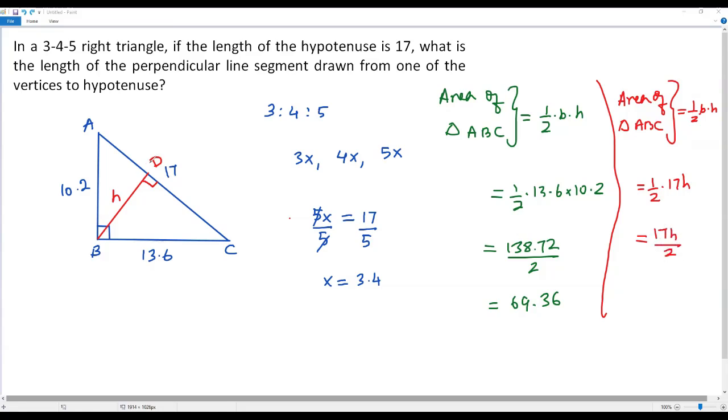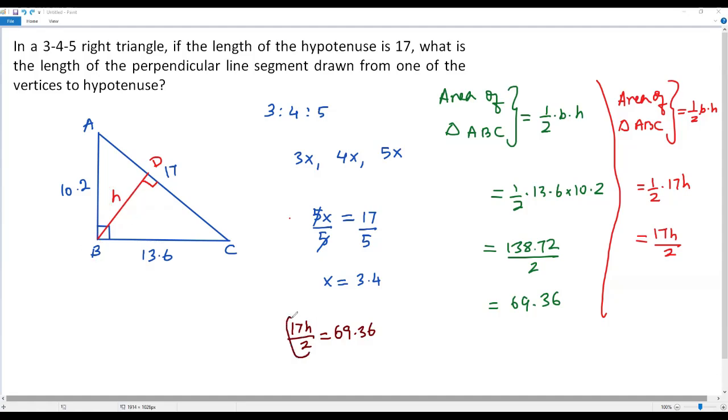Okay, now I got the area of the triangle ABC in two ways. In the first way, I took 10.2 as height and 13.6 as base, and I got 69.36 as the area of the triangle ABC. In the second way, I took this perpendicular line segment as height and AC as base, and I got the area 17h over 2. Both 69.36 and 17h over 2 represent the area of the same triangle, so we can equate them. That is, 17h over 2 equals 69.36. Our aim is to find the value of h, which represents the length of the perpendicular line segment drawn from one of the vertices to the hypotenuse.